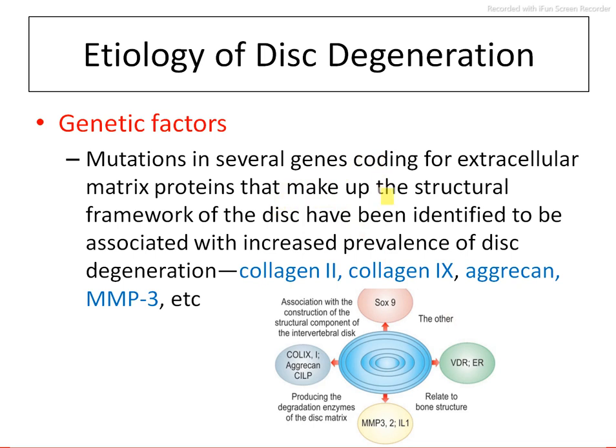Genetic factors are beyond the scope of today's lecture. However, we need to see that different collagens like collagen type 9 and matrix metalloproteinase 3, different genetic profiles, have been identified that are related to disc degeneration. And you can see here pro-inflammatory cytokines like interleukin 1 and interleukin 6 have also been found to have a role in disc degeneration.